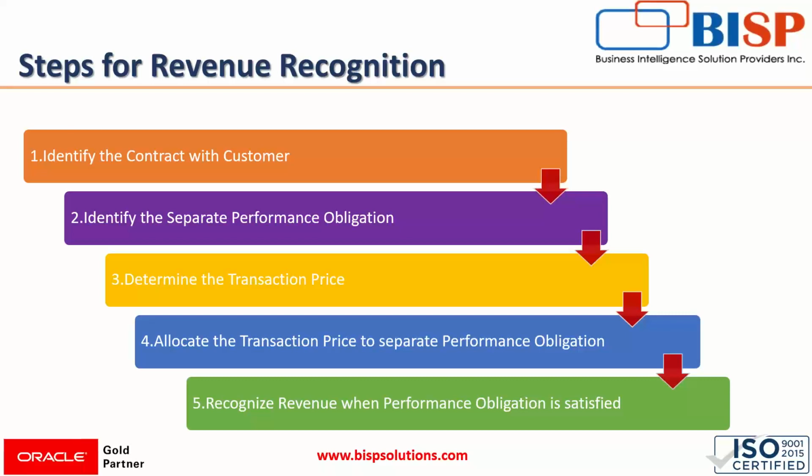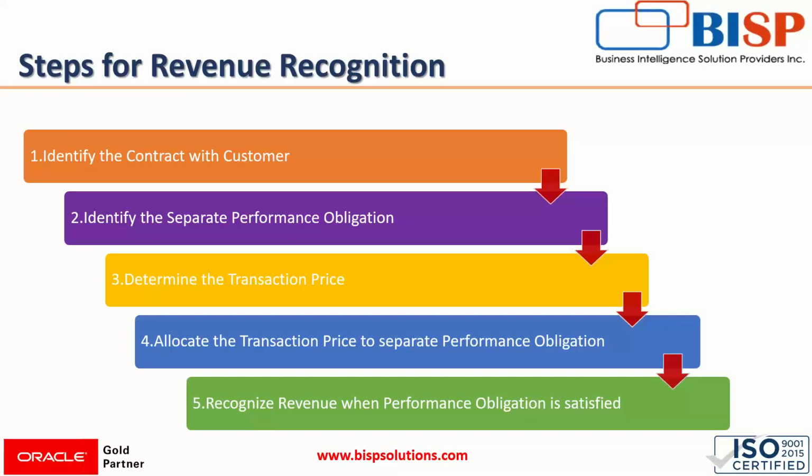But if that equipment requires certain installations and certain trainings, we can say that now the contract has three performance obligations in it. So there can be a single performance obligation or it can have multiple performance obligations. So we have to make the identification of that.